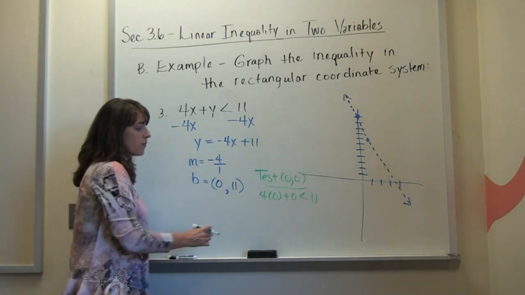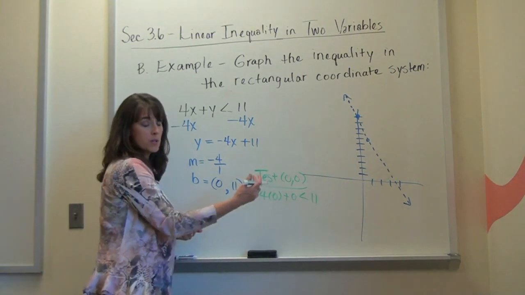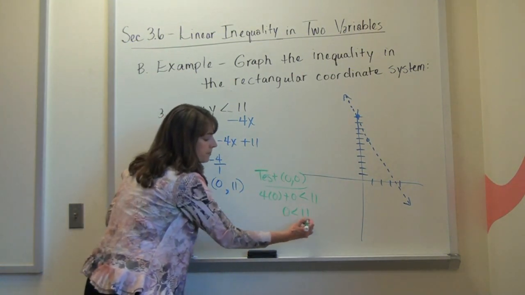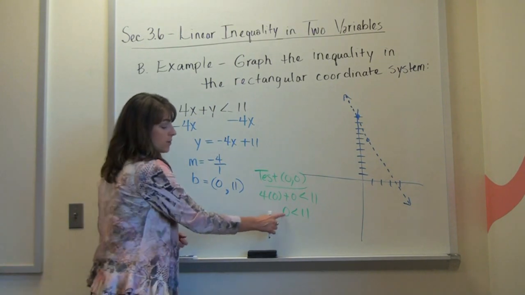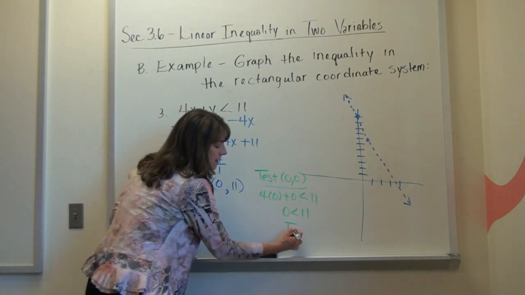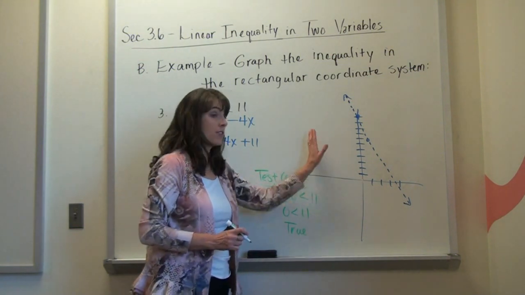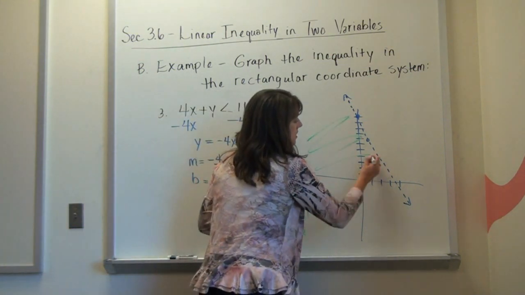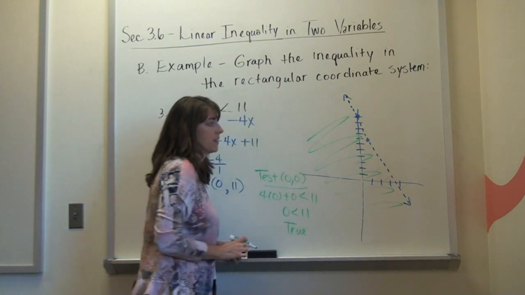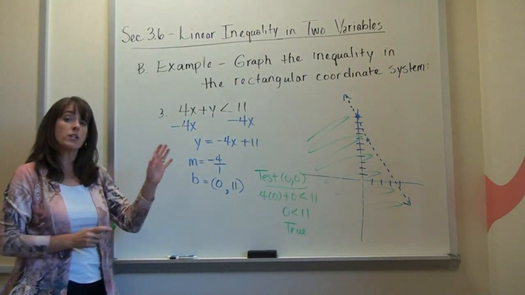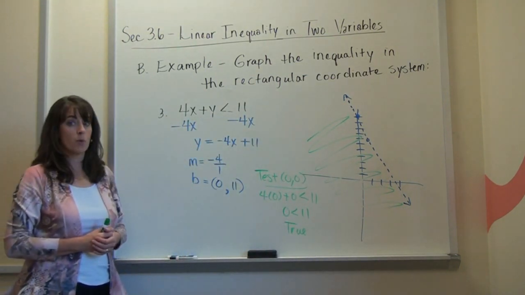and follow the order of operations. That's a 0, that's a 0. When you add the 2, you get a 0. True or false? Is 0 in fact less than 11? Yeah, it is. That's a true statement. So that means this will work. It also means that everything on that side will work. So I'm going to shade the entire side. And that is a picture representation of all the solutions that will work.